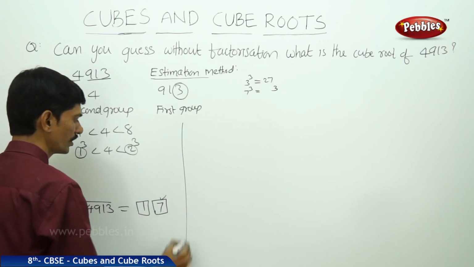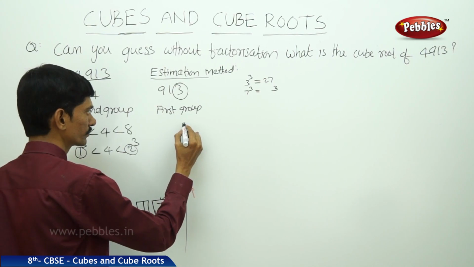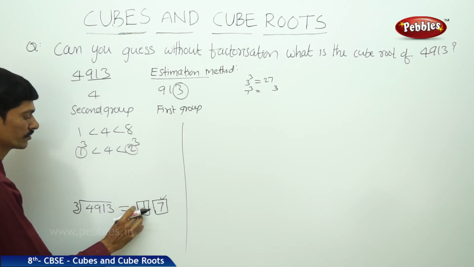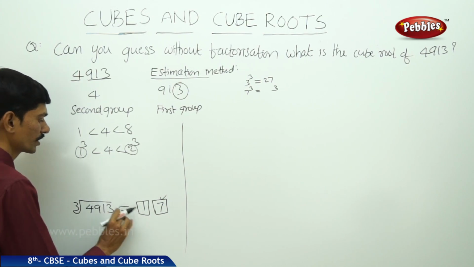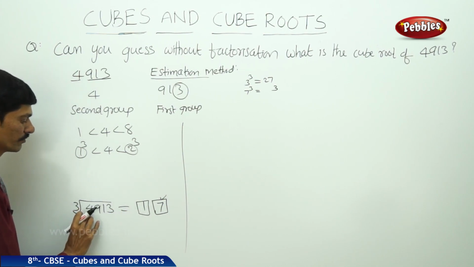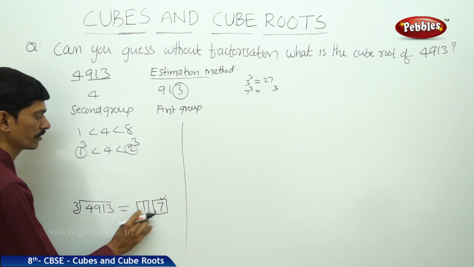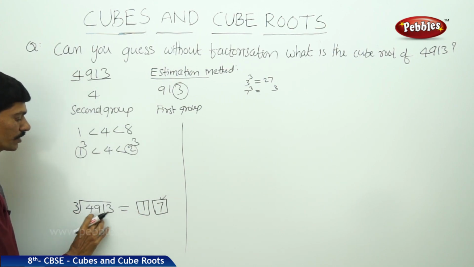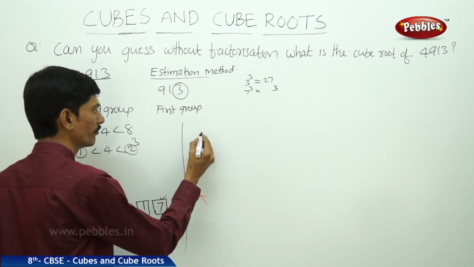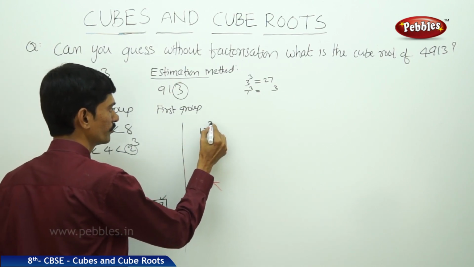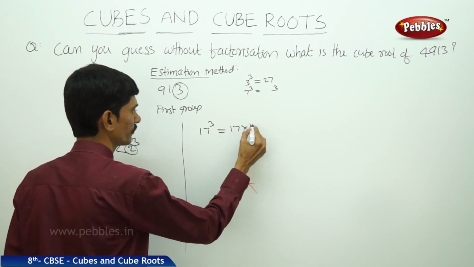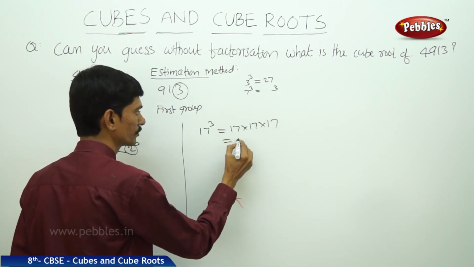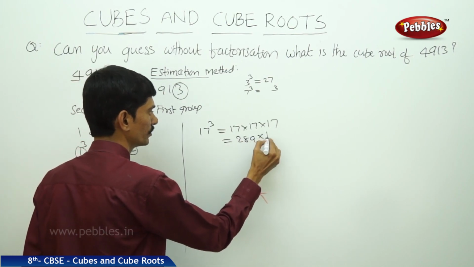So the tens place of the required cube root is 1, which means the cube root of 4,913 is 17. Now let us check whether the cube root of 4,913 is 17 or not. We multiply: 17 cube equals 17 into 17 into 17. This equals 17 17s are 289, into 17.